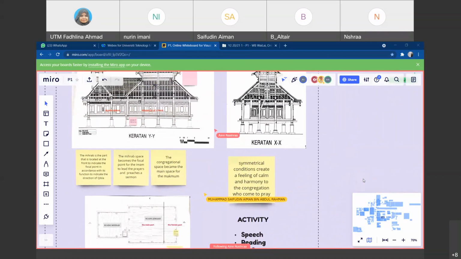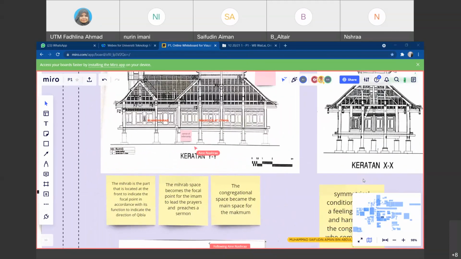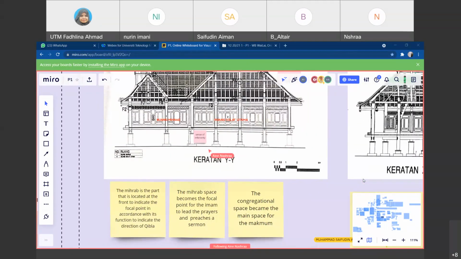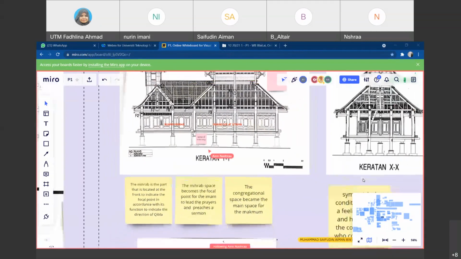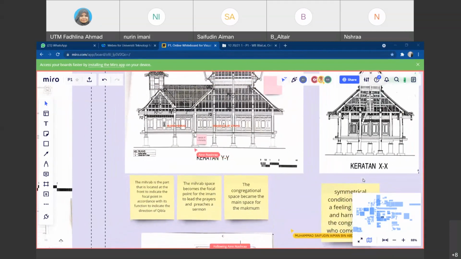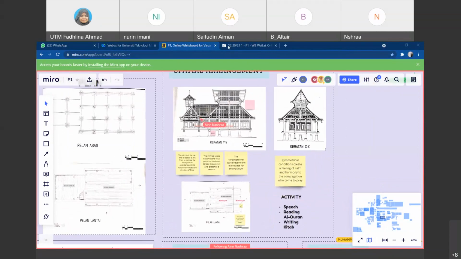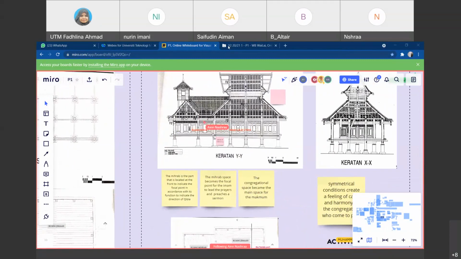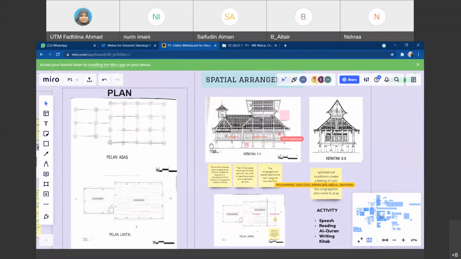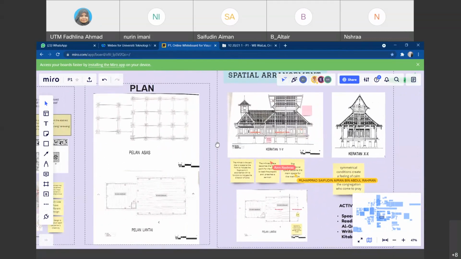May I know, is this mosque facing Qiblat? I'm not sure. Abi can explain on this, because you are talking about the site plan. If the mosque is facing Qiblat, then you need to put it in your description later. So please. Okay, doctor.